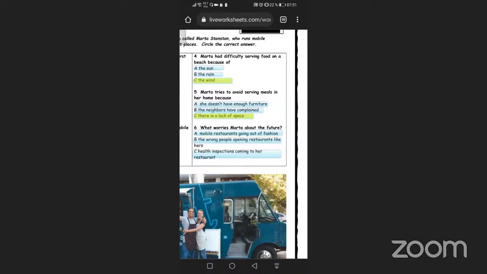Mm, no, that's not correct. I think she was talking about competition in the future. That was worrying her. The wrong people opening restaurants like her. Exactly, yes. Like there will be many restaurants like hers, no? But they wouldn't work as good as her.